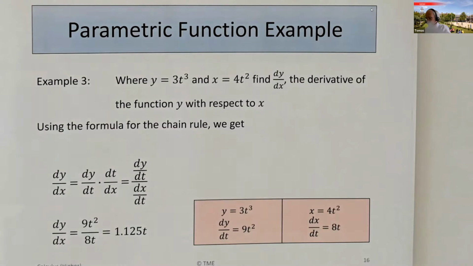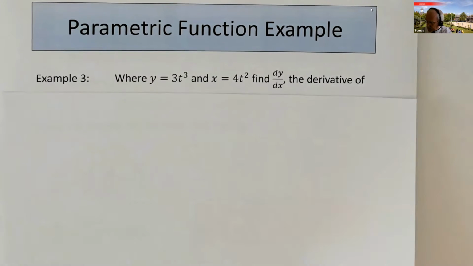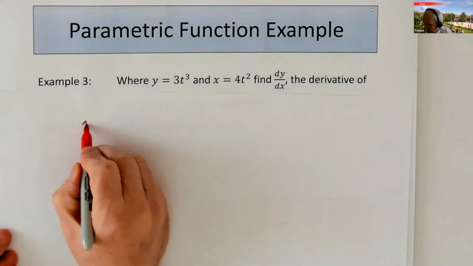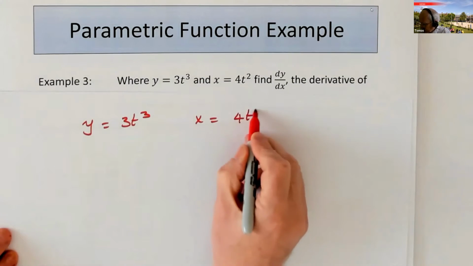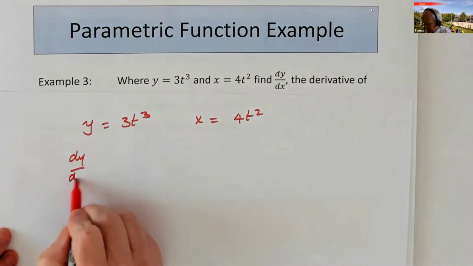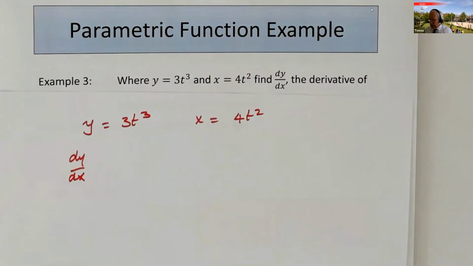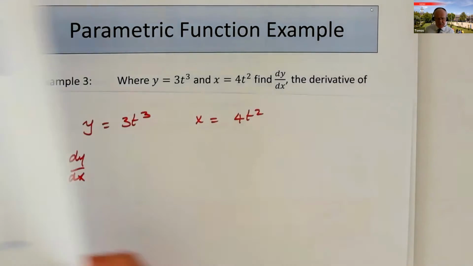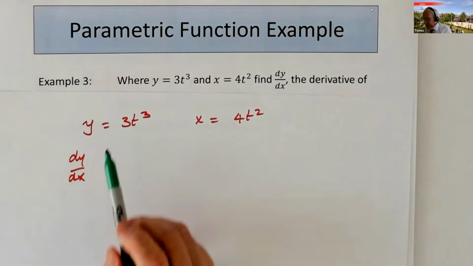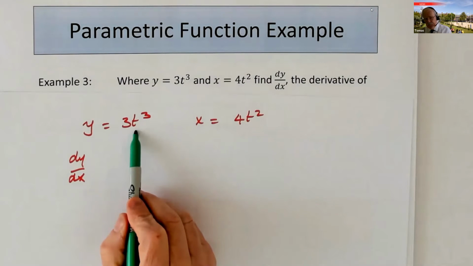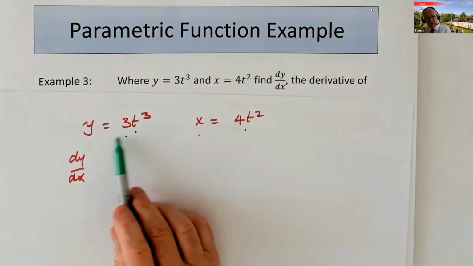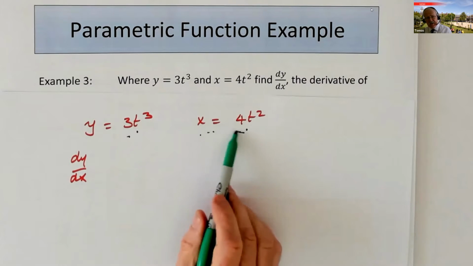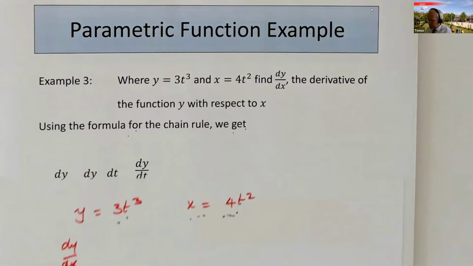Here's another example of differentiation. Here they give you a function where y is equal to 3t cubed and x is equal to 4t squared. Find dy/dx. You start looking and you say, this is really not any of these that I have here. How do I solve that? Well, it's giving me y in terms of t, and x in terms of t. So I could probably get dy/dt, and I could probably get dx/dt. So let's see how that works.